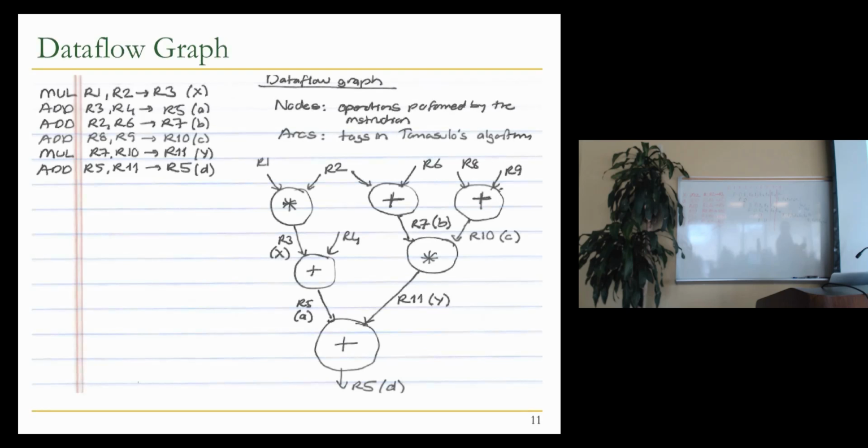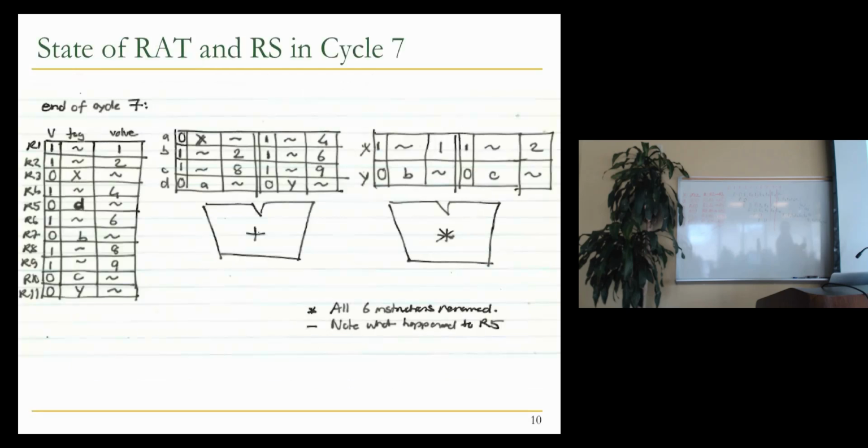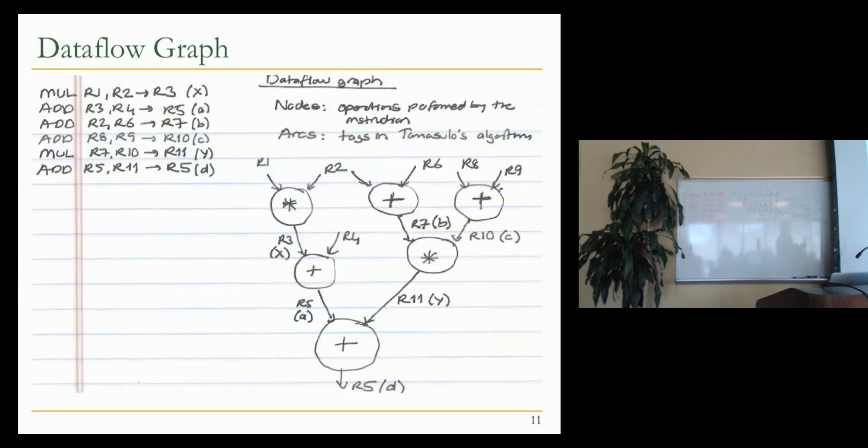This add node is receiving R5, a version of R5 that's renamed to A. And it's receiving a version of R11 that's renamed to Y. Basically, this is producing R11, and A, this is producing R5. And this is also writing to R5. It's generating a new version of R5 that's renamed to D. Right?